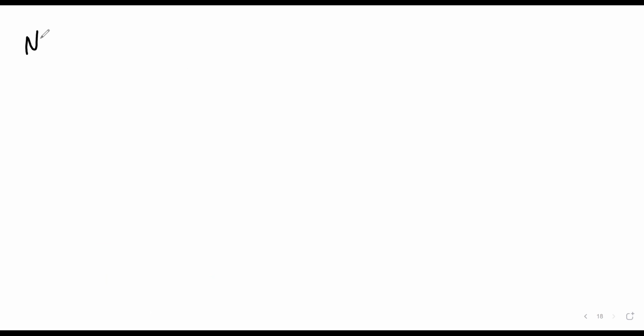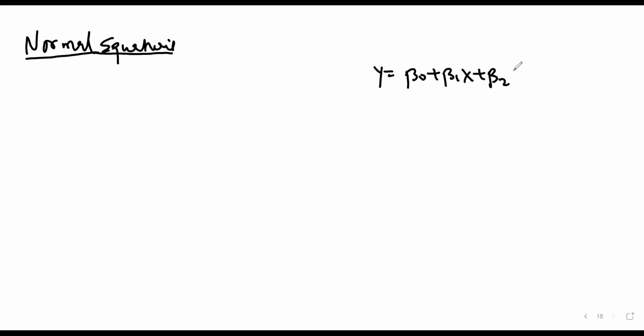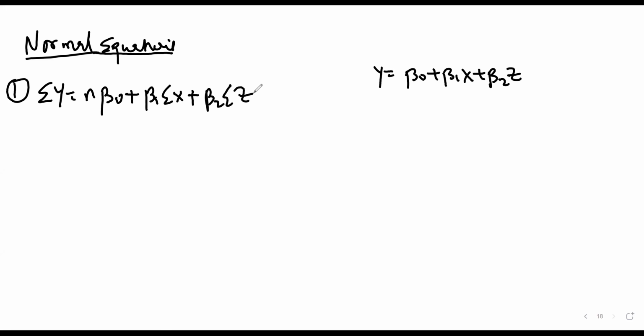The first normal equation is as follows. The approach of getting the normal equations is the same as the approach we used in the simple case. Remember, this is the model that we are trying to achieve: y is beta naught plus beta 1 x plus beta 2 z. For the first normal equation, you sum every term in that equation, and you end up with summation of y is equal to n beta naught plus beta 1 summation of x plus beta 2 summation of z. That's the first normal equation.